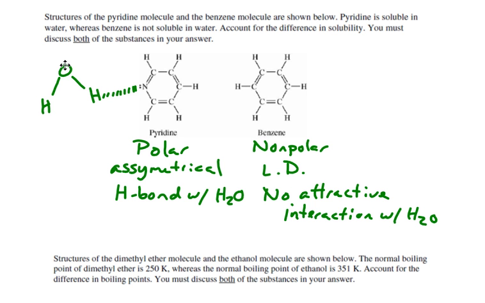Second point is earned for indicating that pyridine is soluble in water because pyridine can form strong dipole-dipole interactions or hydrogen bonds with water, while benzene cannot. That is the one thing I need you to leave off of it from this question, and we talked about that before.